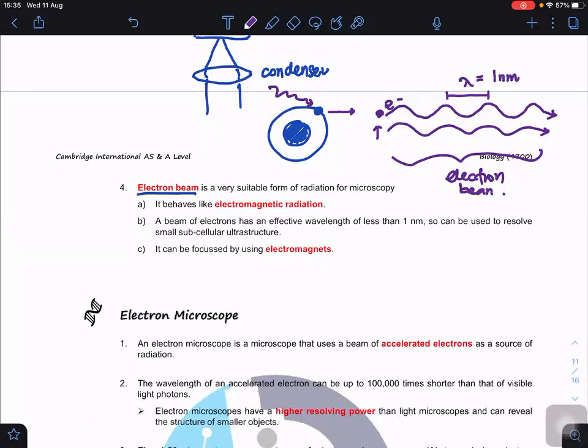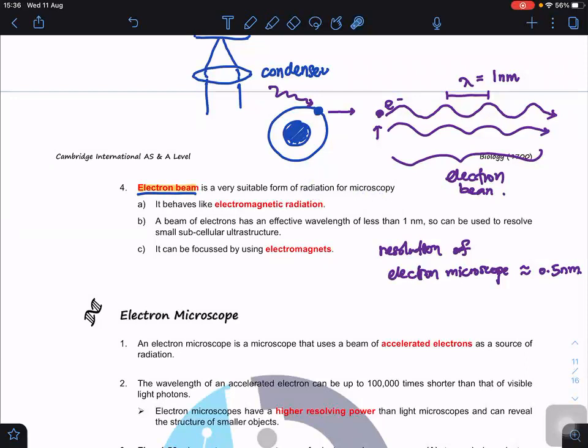Are you clear? Compared to visible light at 400 nanometer, this one is 1 nanometer only, making the resolution of the electron microscope around 0.5 nanometer. Basically, highlight the words electron beam, not electrons. The electron beam, or accelerated electrons, is a very suitable form of radiation for the microscope now.